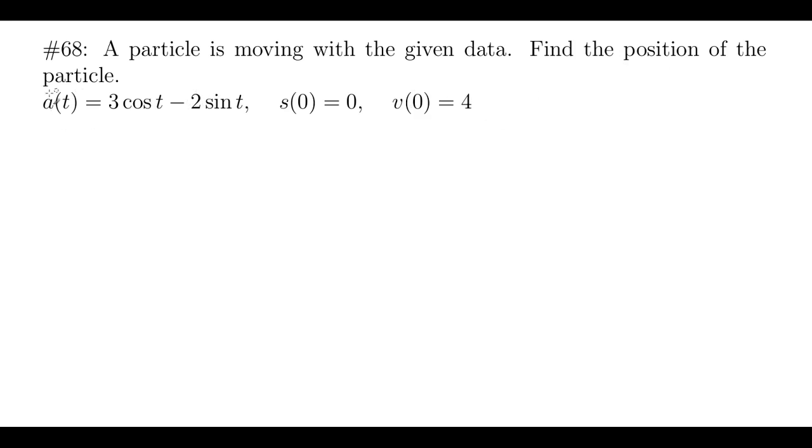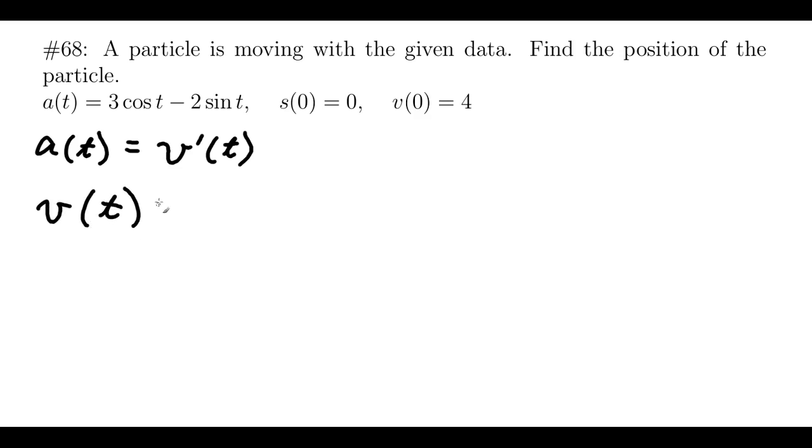So we're given a function a of t, implied to be the acceleration function as a function of time. This equals 3 cosine t minus 2 sine t. We're told that s of 0 equals 0, meaning that the initial position is 0, and v of 0 equals 4, the initial velocity is 4. So we have a of t equals 3 cosine t minus 2 sine t. Recall that the acceleration is the derivative of the velocity.